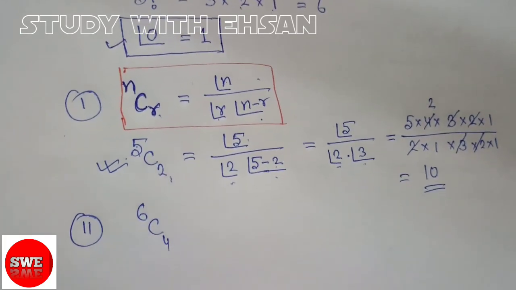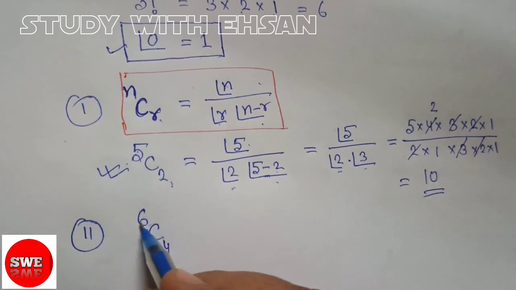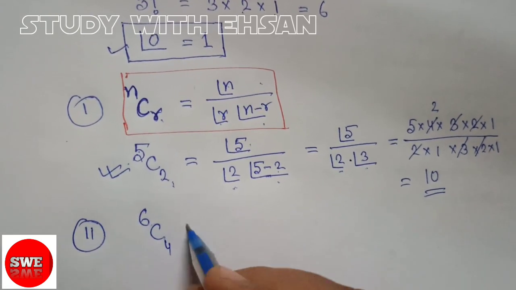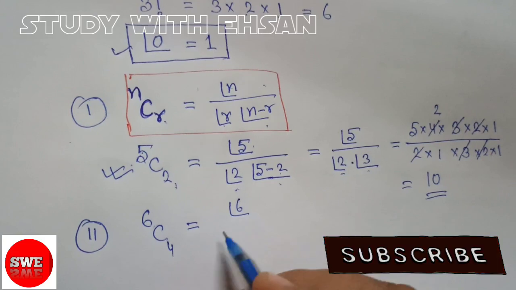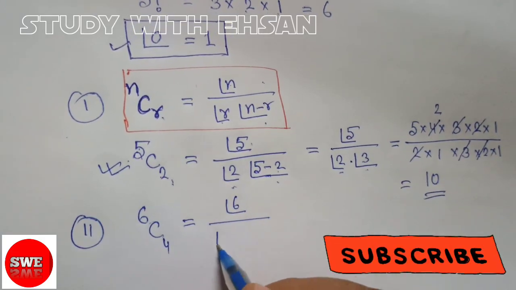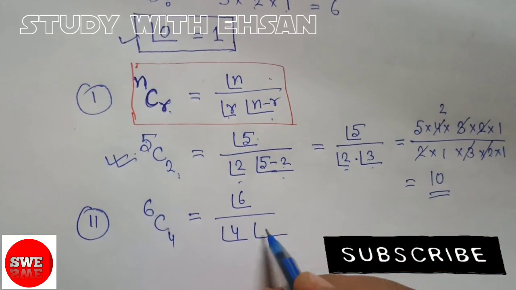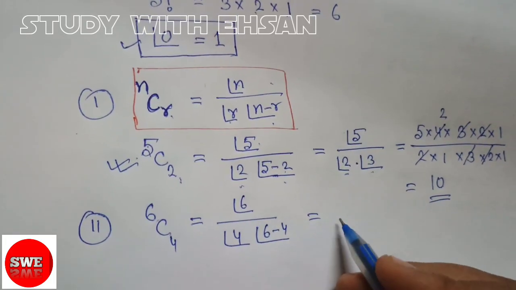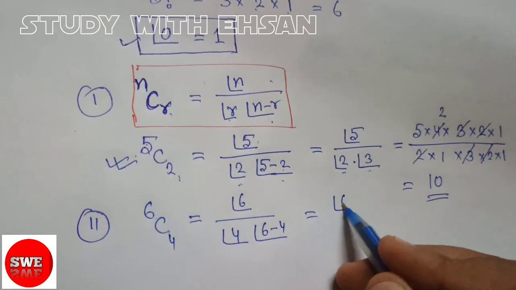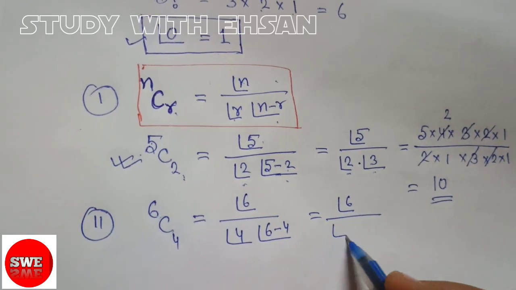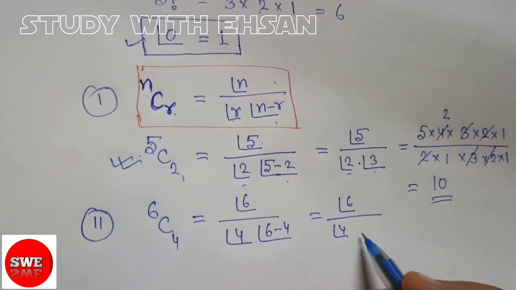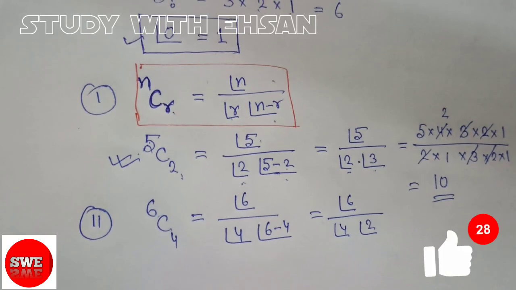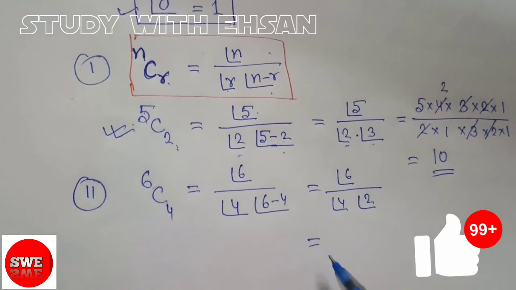And second thing, let me solve one more example here. For example, 6C4: you need to find the combination of 6 objects taking 4 at a time. Then factorial 6 upon what? Factorial r and factorial n minus r. Okay. Now you can write here factorial 6 upon factorial 4. And what is factorial 6 minus 4? It is factorial 2.